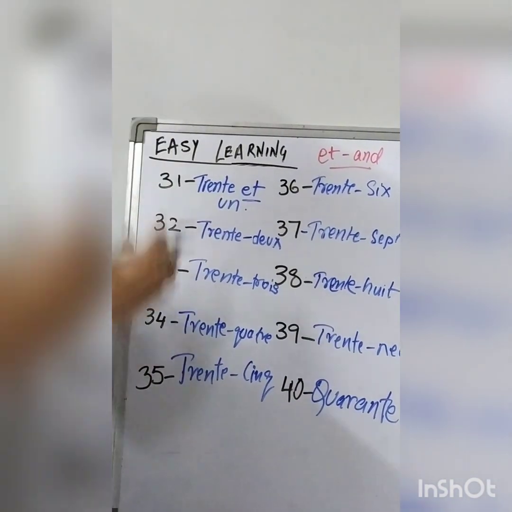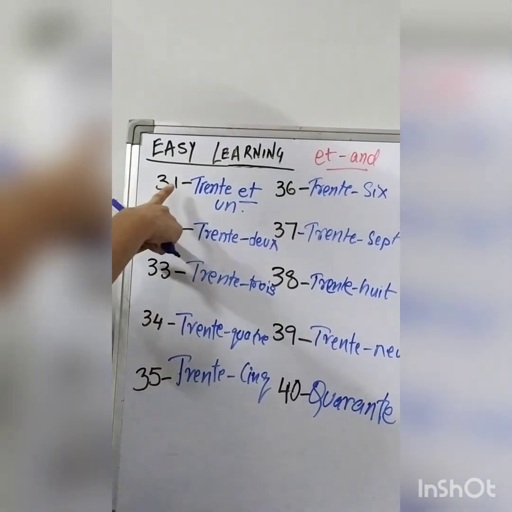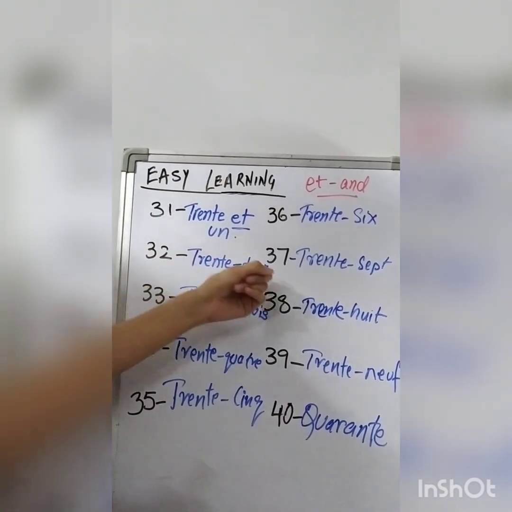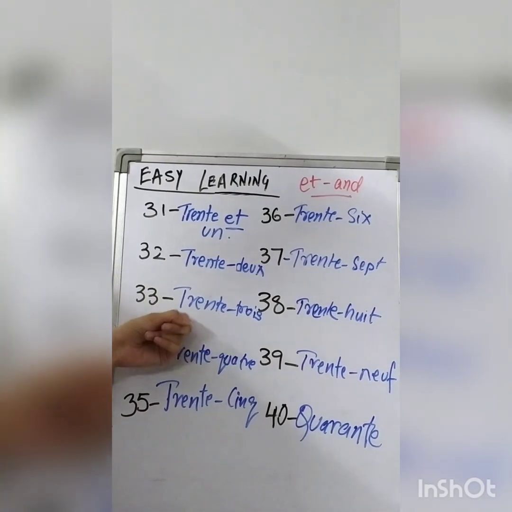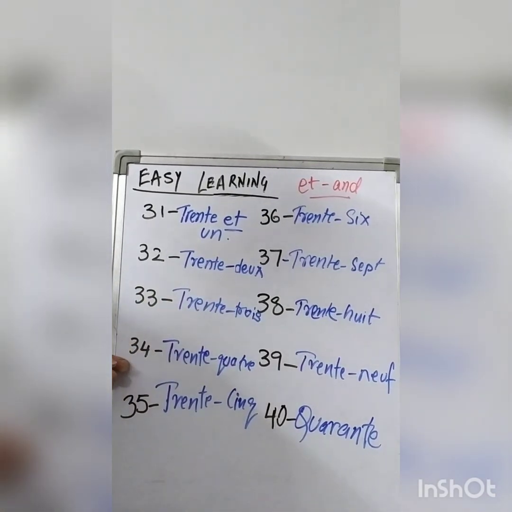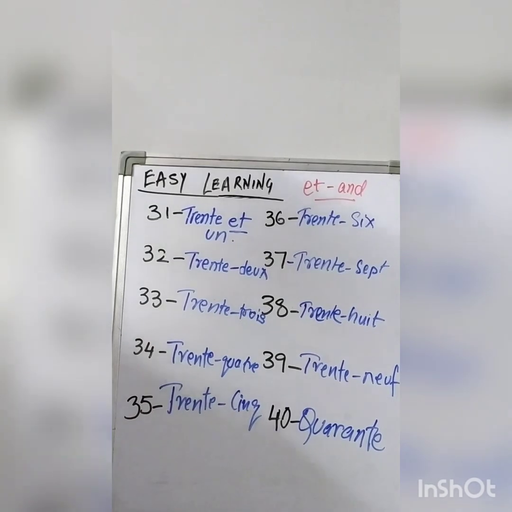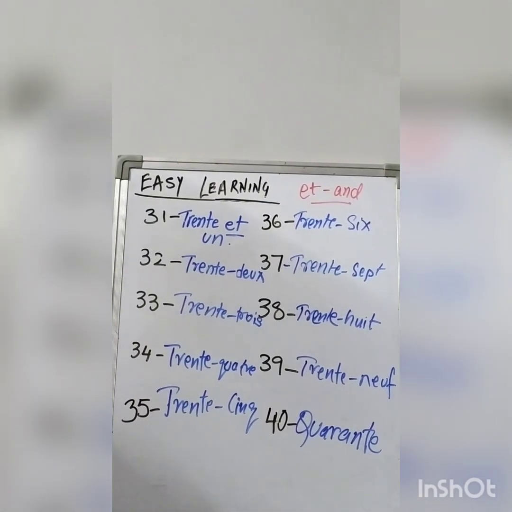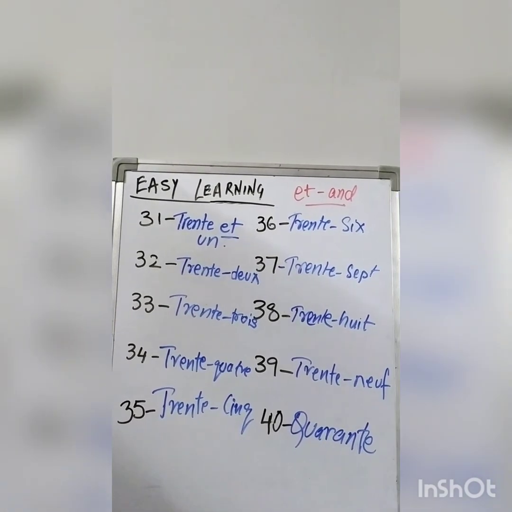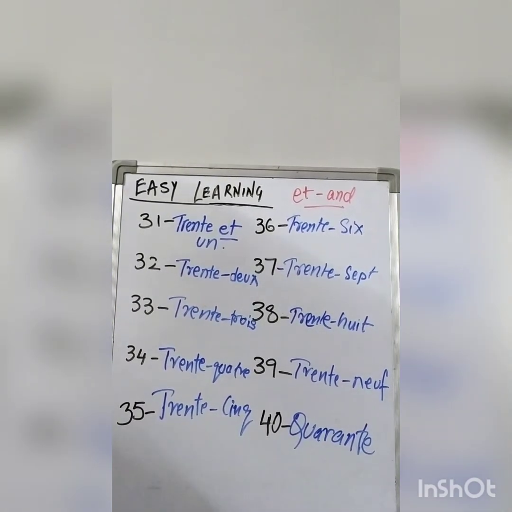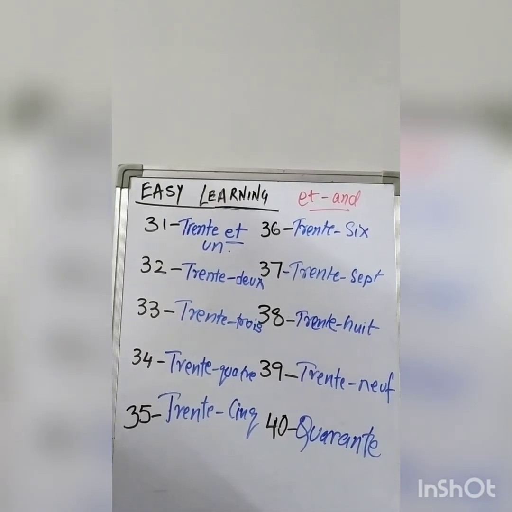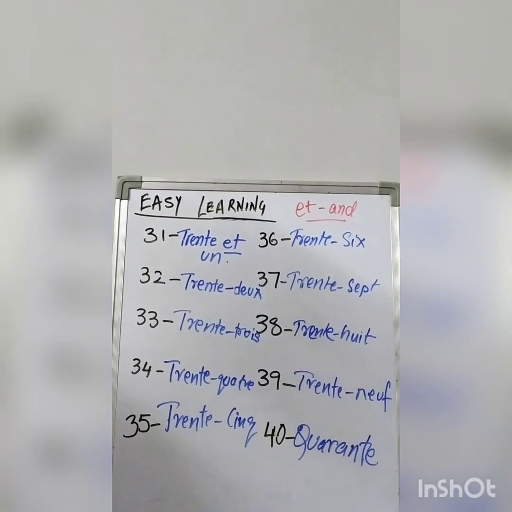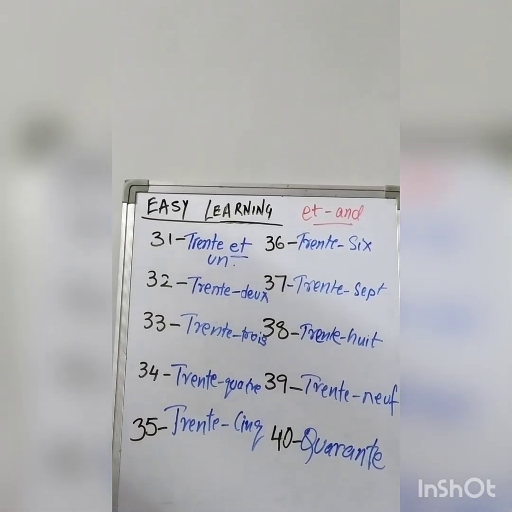Now just let's repeat all of these ones. So 31 is trente et un, 32 is trente-deux, 33 trente-trois, 34 is trente-quatre, 35 is trente-cinq, 36 is trente-seize, 37 is trente-sept, 38 is trente-huit, 39 is trente-neuf, and 40 is quarante. Now let's begin with the next one.